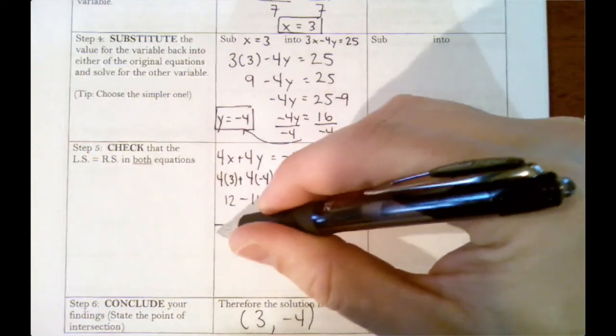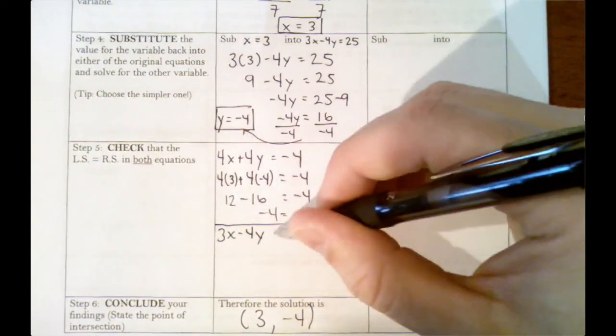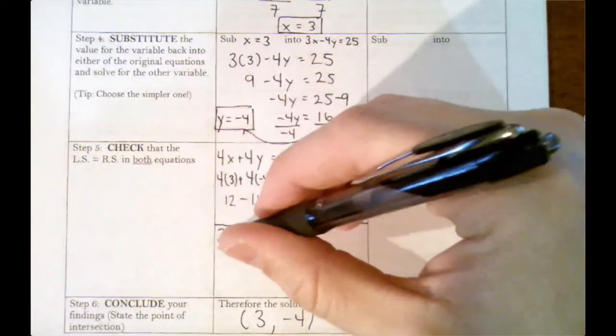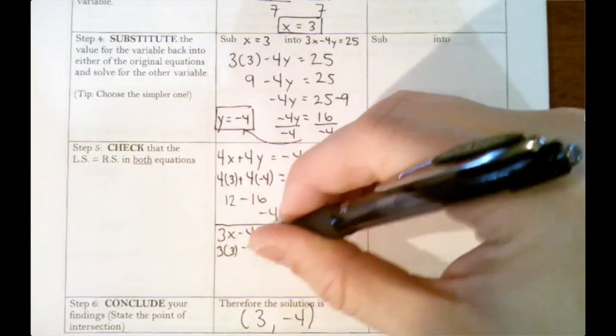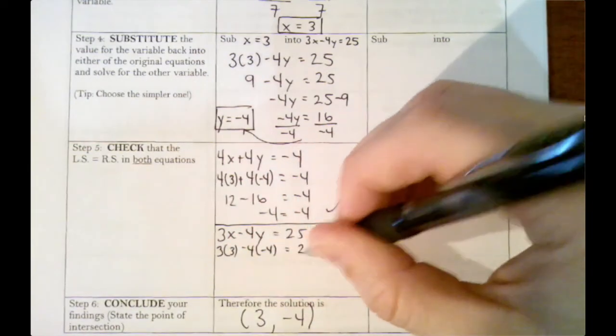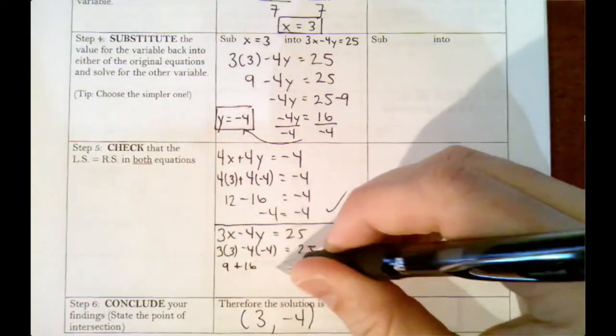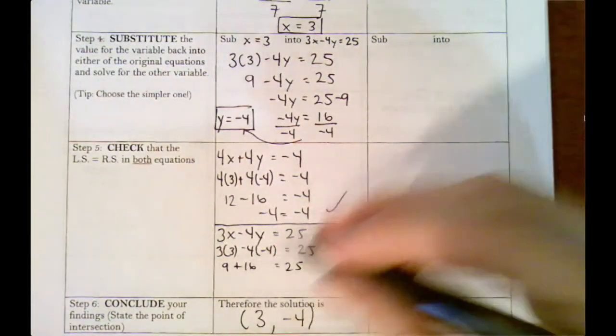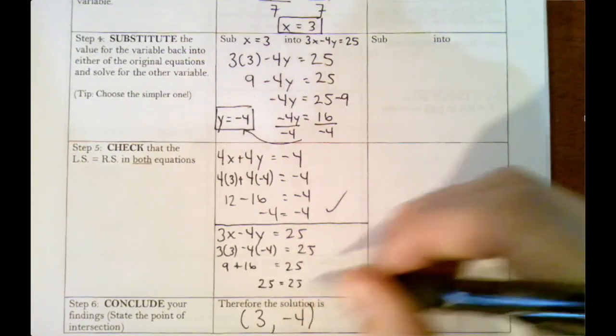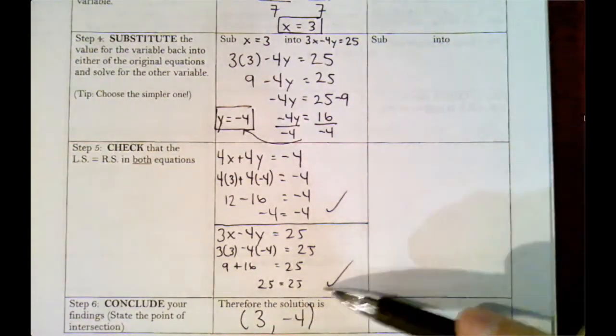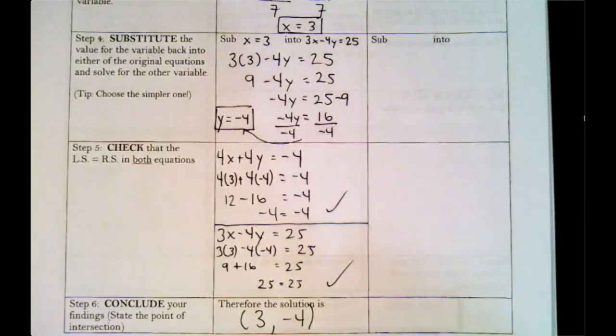Let's check our second equation. Second equation is 3x minus 4y equals 25. Our answer was 3, negative 4, so we'll put 3 in for x and negative 4 in for y, and see if we end up with 25. Let's see. 3 times 3 is 9. Negative 4 times negative 4 is positive 16. Is 9 plus 16 25? It is. So we've checked our answer in both equations, and both equations balanced, so it means we've got the right answer. 3, negative 4 is the correct answer.